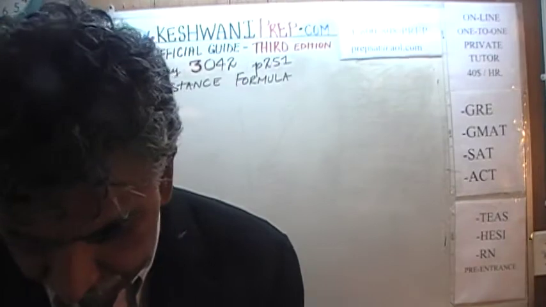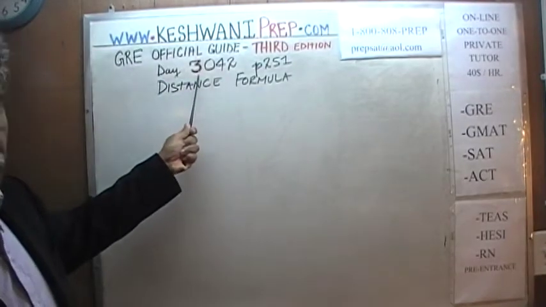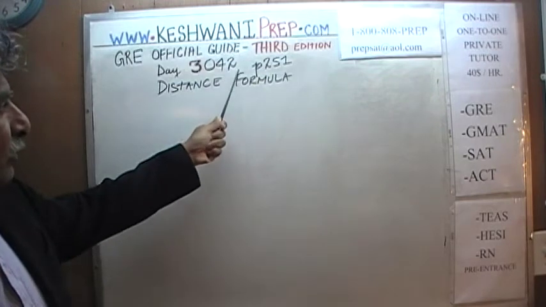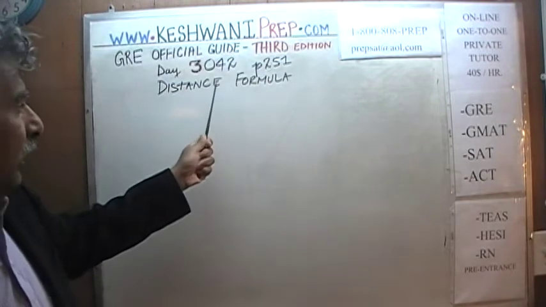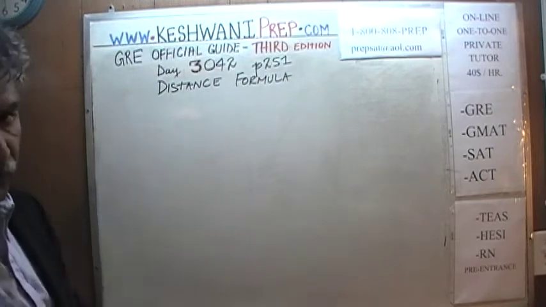Today is our lesson number 42. Day 42 of the third edition. Third edition, day 42, we are on page number 251 and we'll cover the topic of distance formula today.